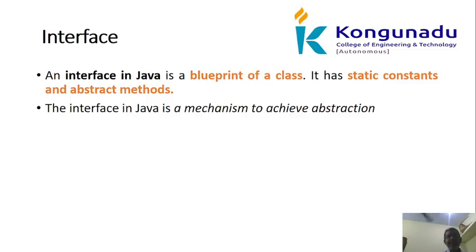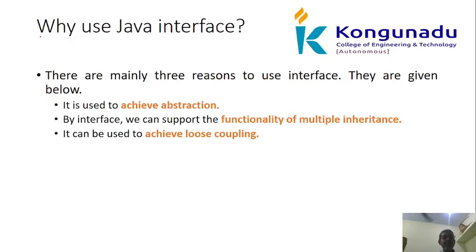So an interface in Java is a blueprint of a class. It has static, constant, and abstract methods. You can see one example so you can easily understand. So why are we using the Java interface? There are three main reasons.